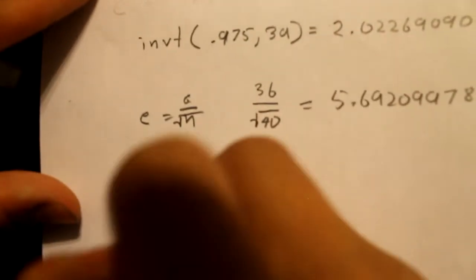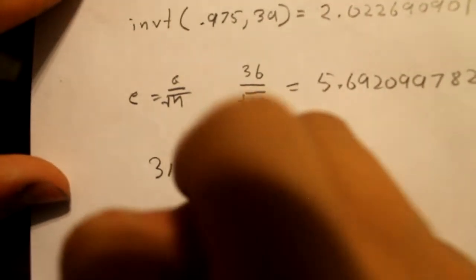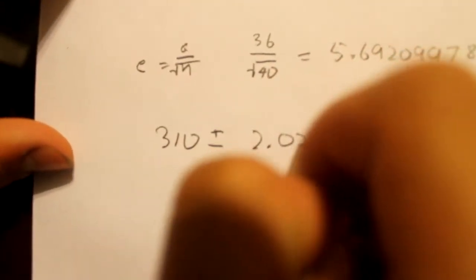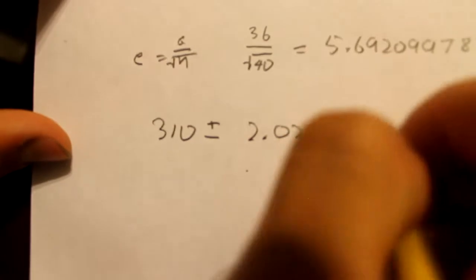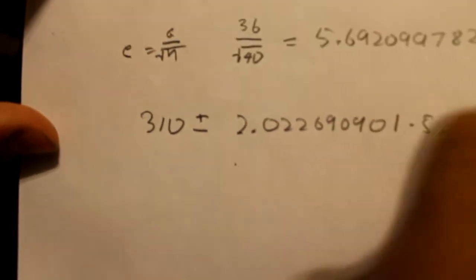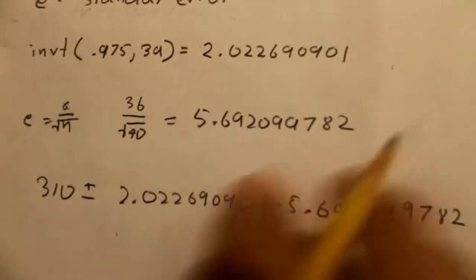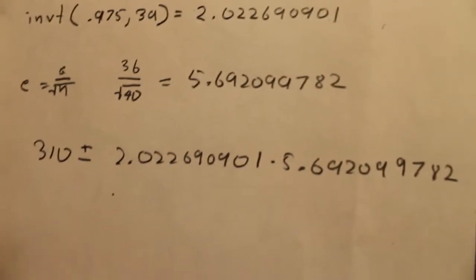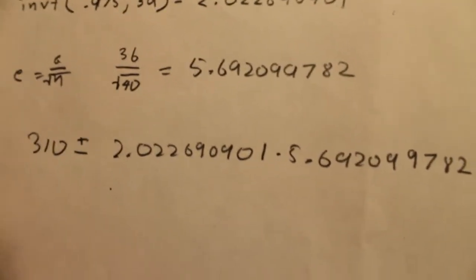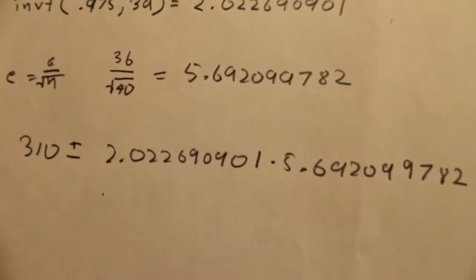We then plug in these values into the original equation up here. So 310 plus or minus 2.022690901 times 5.692099782. We then put this into notation that people can actually understand.